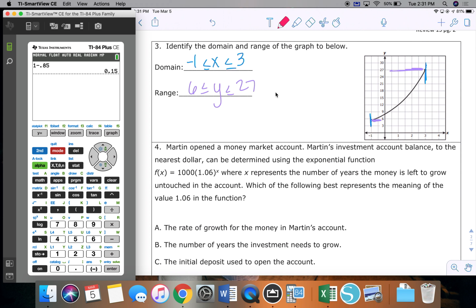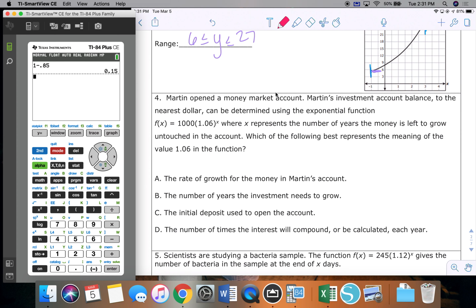Problem 4, Martin opened a money market account. Martin's investment account balance to the nearest dollar can be determined using the exponential function 1000 times 1.06 raised to the x, where x represents the number of years the money is left to grow untouched. Which of the following best represents the meaning of the value 1.06 in the function? So that 1.06 is my growth. I know it's a growth because it's bigger than 1. Remember, it's initial and then where it's going. So where does it start and where does it go? So this one is growing.